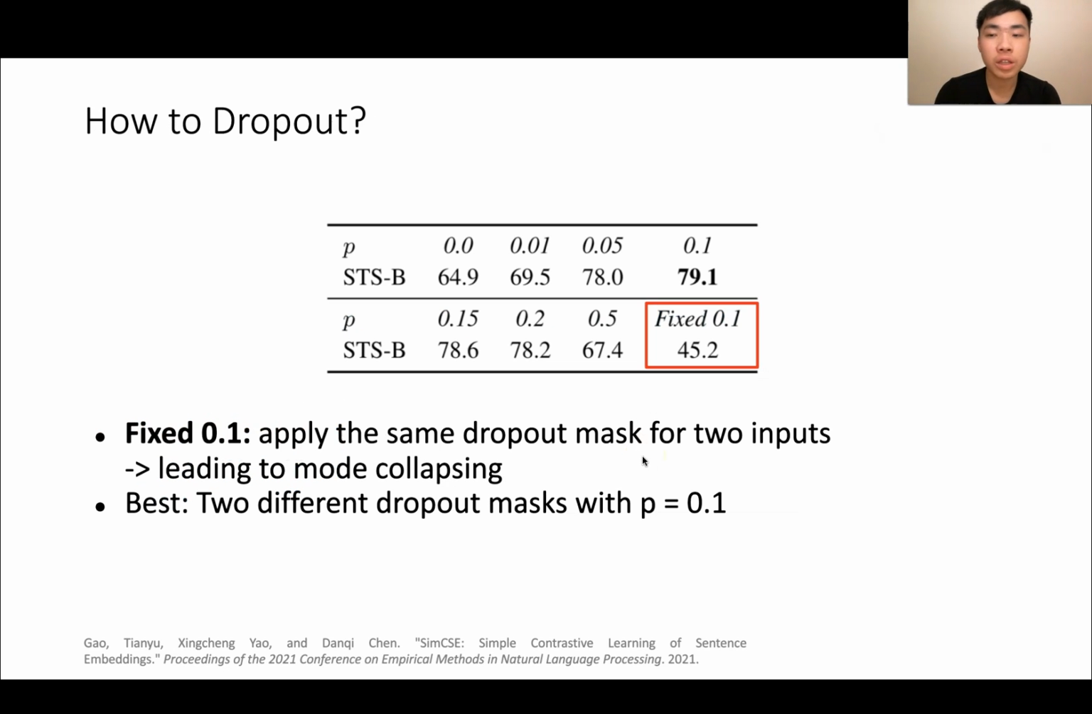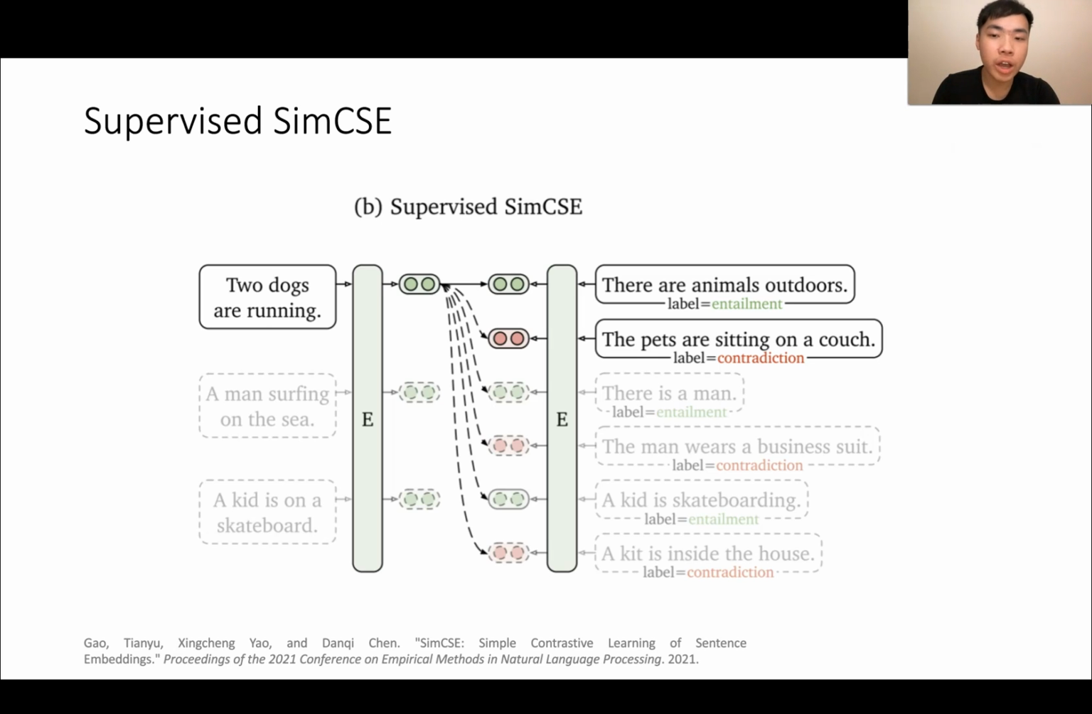Here they also have some ablation study about the dropout mask. They try to apply the same dropout for two positive inputs. By doing that, you obtain exactly the same representation for the positive pair. By doing so, the performance will drop significantly because your model is not going to learn anything by matching two already the same inputs. They also try different dropout ratios here, and they found that the best dropout rate is around 0.1.